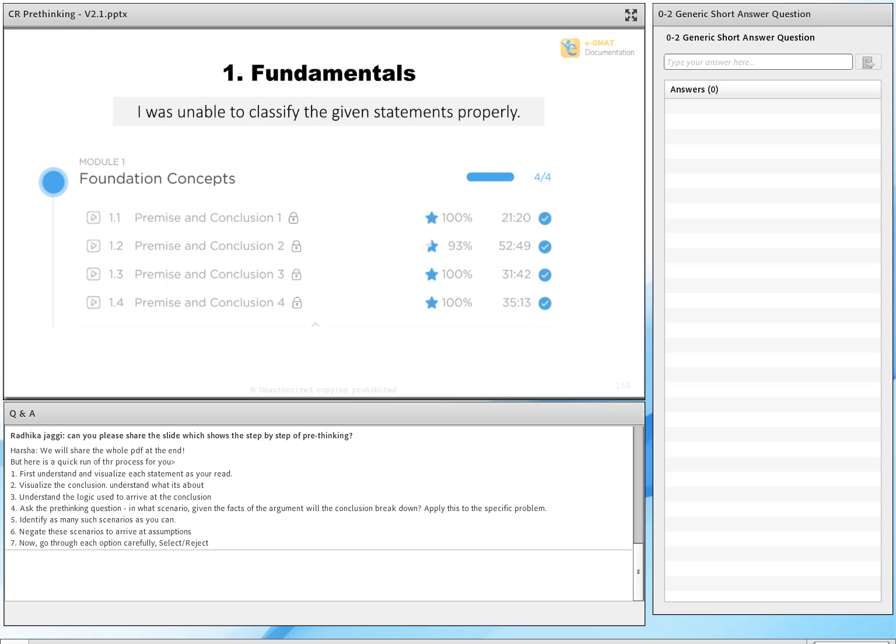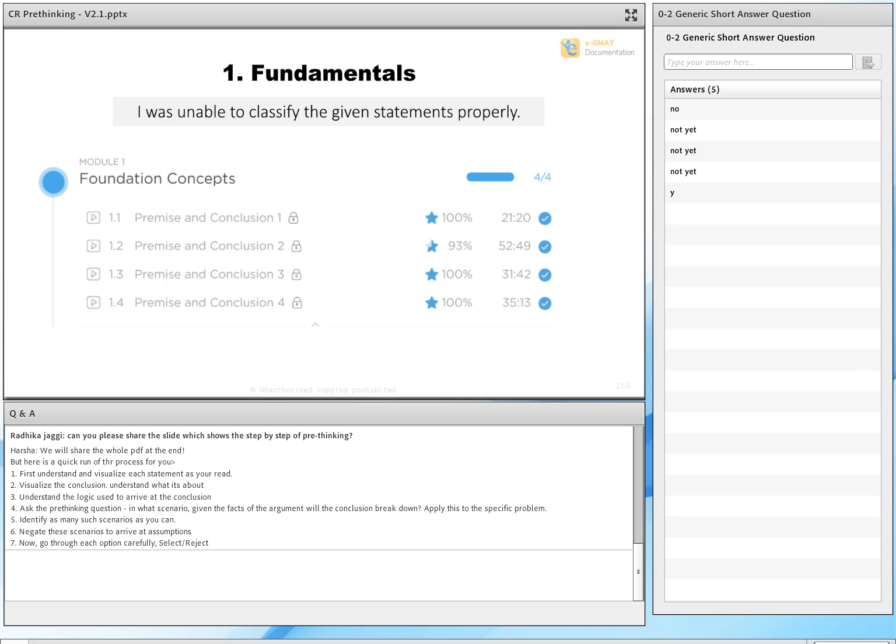If you're an e-GMAT student, how many of you have gone through the inference module? If you are an e-GMAT student, how many of you have gone through the inference module? Yes, no. Yes, no.